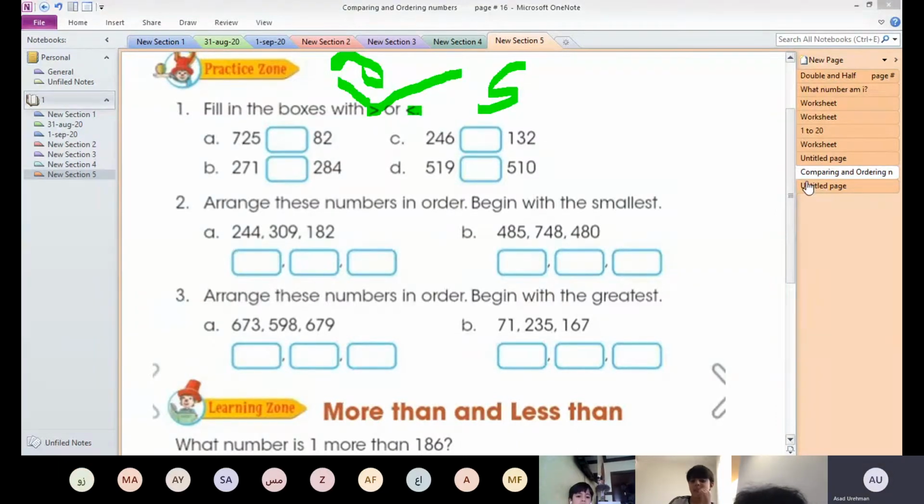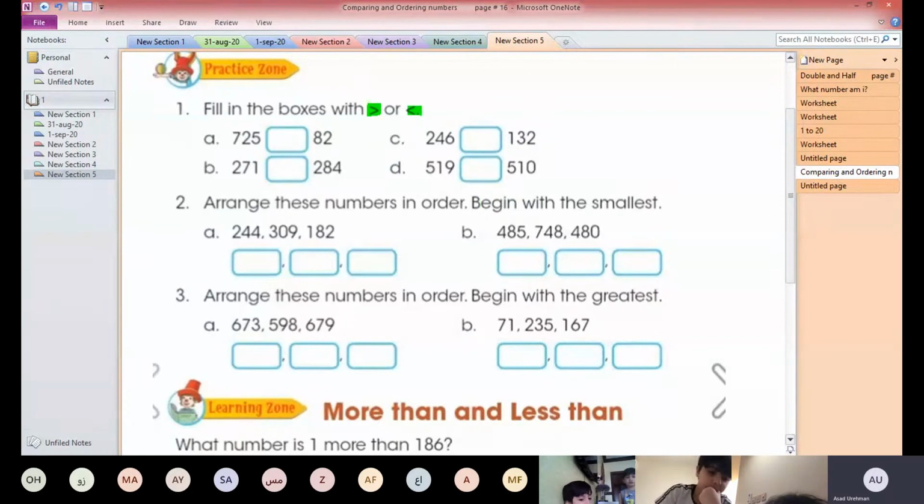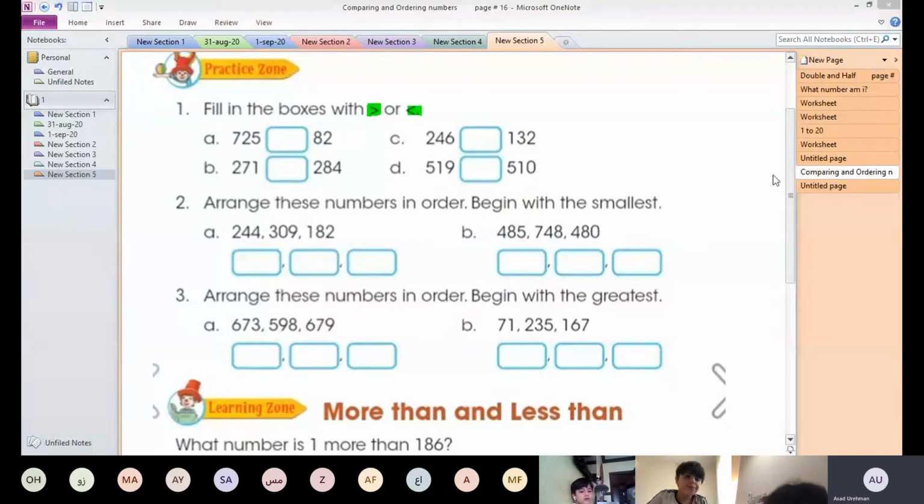Come to the book page number 16 again. We were revising the greater than and less than signs. I was telling you that if the sign is opened in front of any number, that means that number is greater, and if the mouth is closed, that shows the smaller one. So we have to write the greater than and less than sign here in the book exercise.